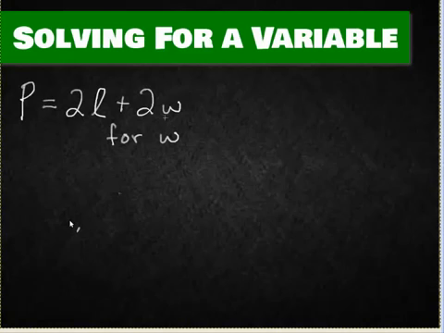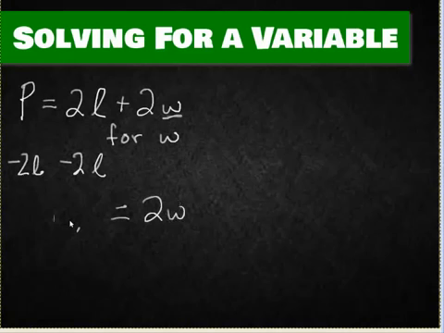So what we want to do, we want to get the W by itself. What's keeping the W from being by itself? The 2L is, and the 2 that's right in front of it. We're going to deal with the 2L first because that is farthest away from the W. How do you get rid of a 2L? Well, you take away 2L. Got to do it to both sides though. 2L minus 2L is nothing. So we're just going to have 2W on the right side.